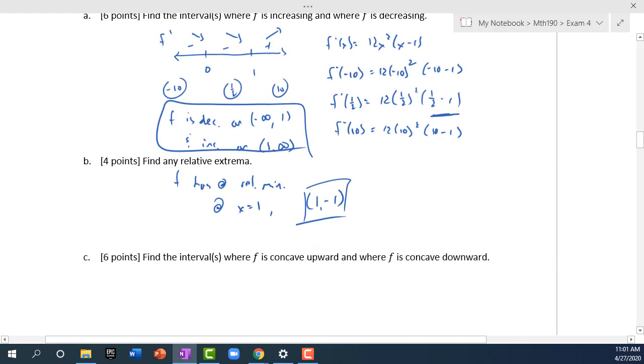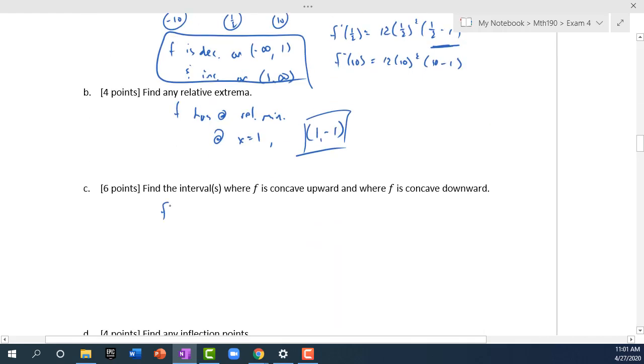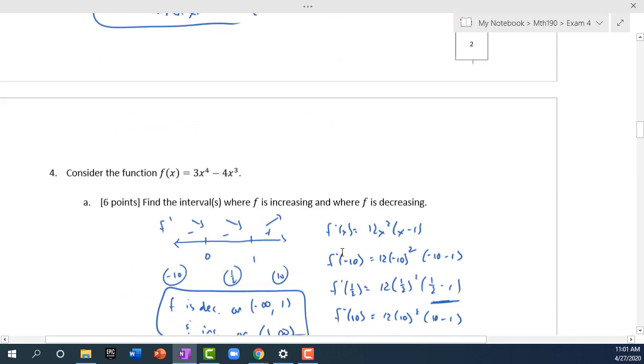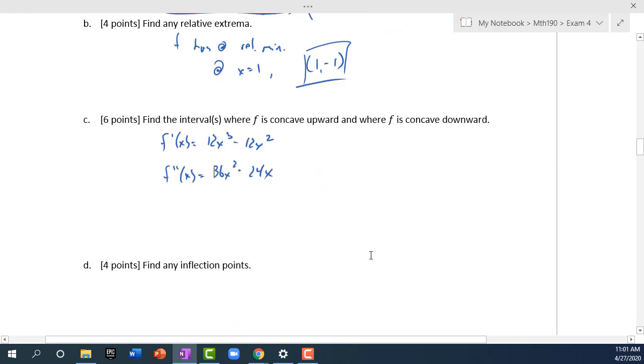Okay, concave upward, concave downward. We need to take the derivative again. F prime of x was 12x cubed minus 12x squared. So the second derivative will be 36x squared minus 24x. Let's double check that I've got the derivative right. Yeah. Okay, we can factor out, what can we factor out there?